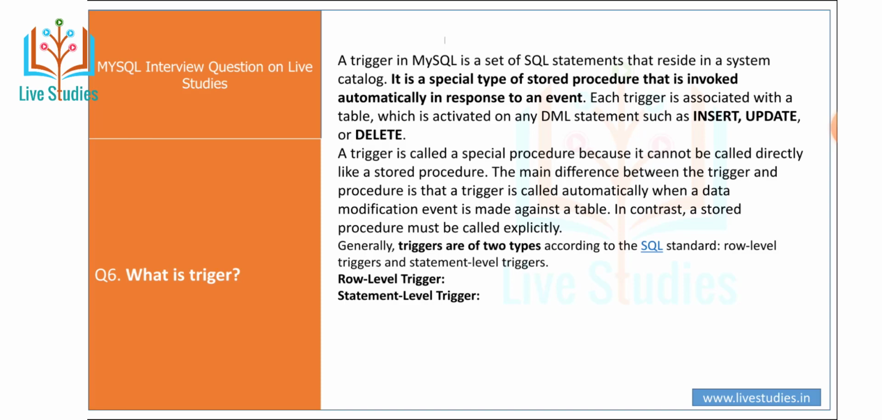Generally, triggers are of two types according to the SQL statement: row level trigger and statement level trigger. Okay, so first is the row level trigger. It is a trigger which is activated for each row by a triggering statement such as insert, delete, update. For example, if a table has multiple rows inserted, updated, or deleted, the row trigger is fired automatically for each row affected by the insert, delete, update statement.